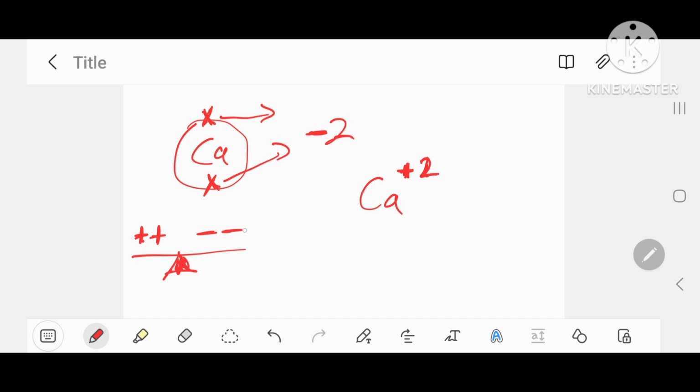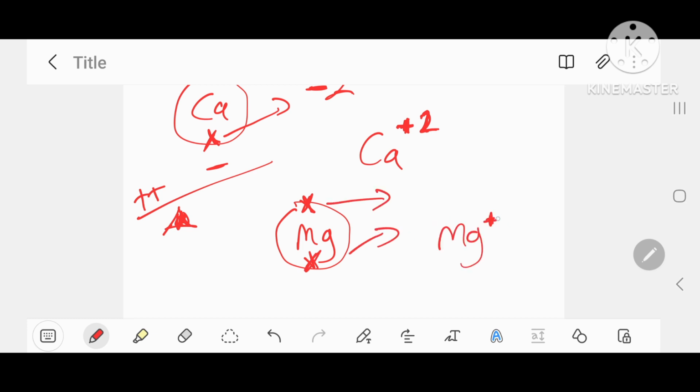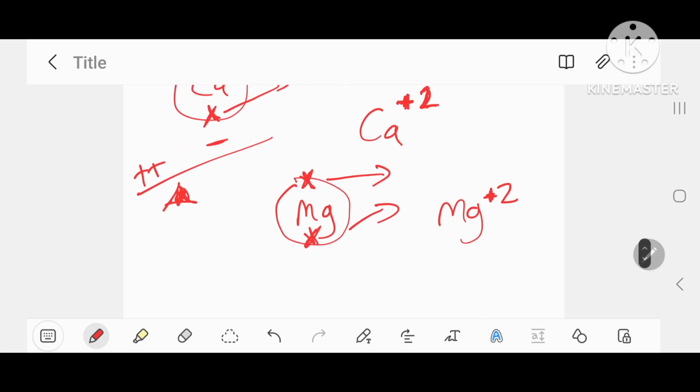When you remove negative charges, you're now going to have an imbalance, and it's going to have an overall charge of plus, right? So the calcium now has an overall charge of plus 2 because it's given away 2 electrons. Magnesium as well is in the same group as calcium. It's got 2 outer electrons, gives away those 2 electrons. It now has an overall charge of plus 2, and it's given away 2 electrons. It's got a valency of 2.